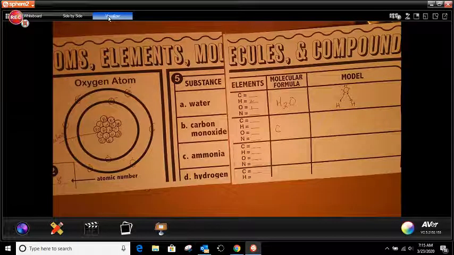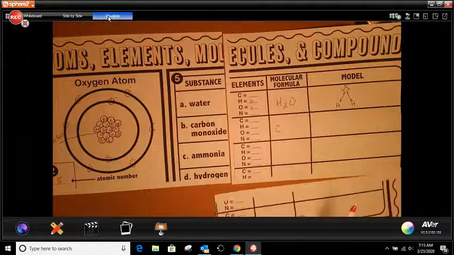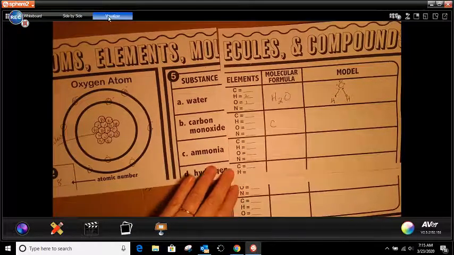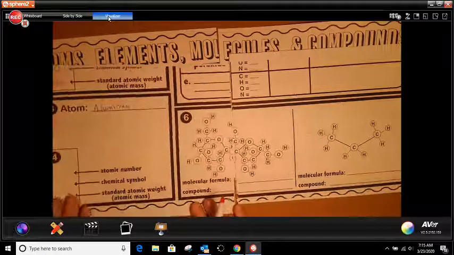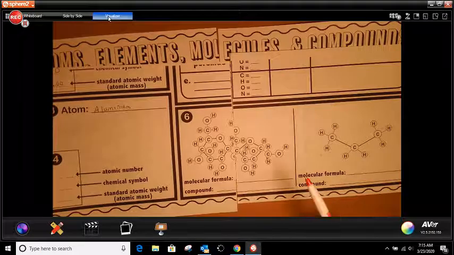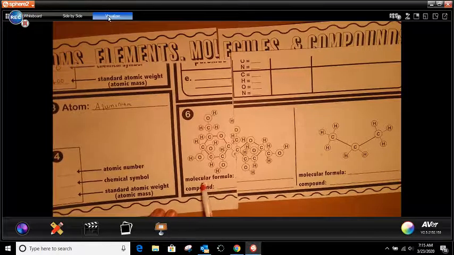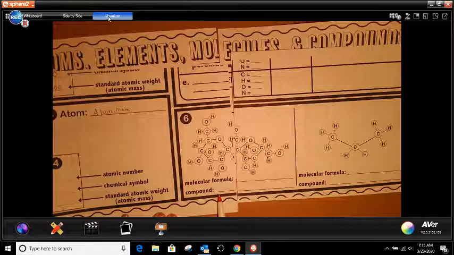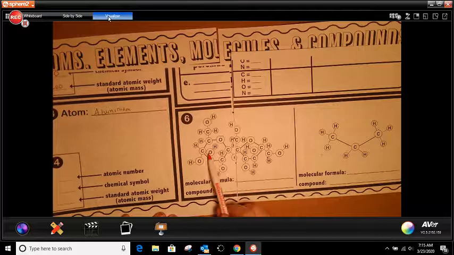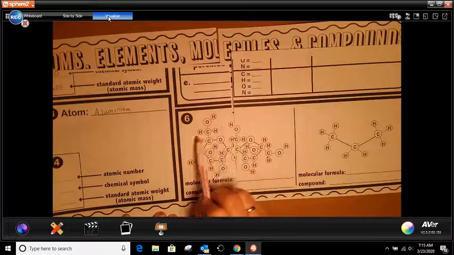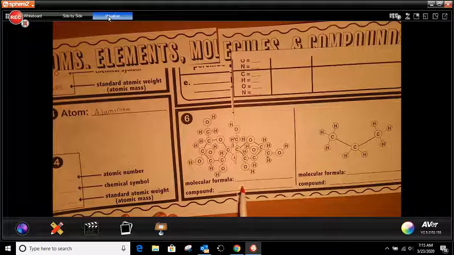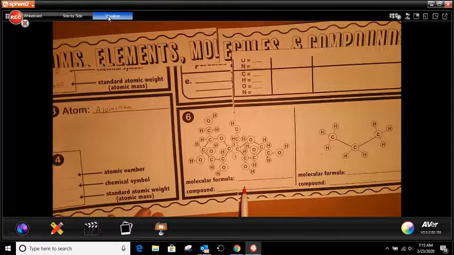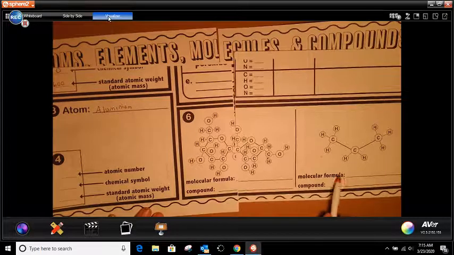So the only thing we have left is number 6. Now number 6 is on the bottom. And number 6 is where you're going to have the molecular compound, a molecular formula, and the compound. So based on that, you're going to actually write down how many carbons, how many oxygens, how many hydrogens. So you're going to count them. You're going to give me the molecular formula. And then you're going to find out what that name is using your naming wheel. And the same thing for this one here.